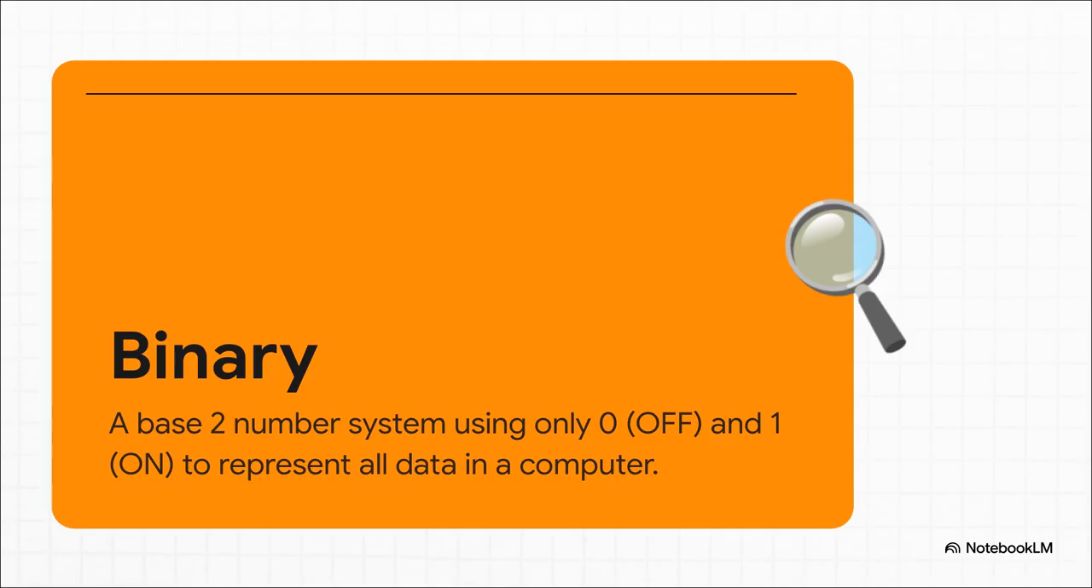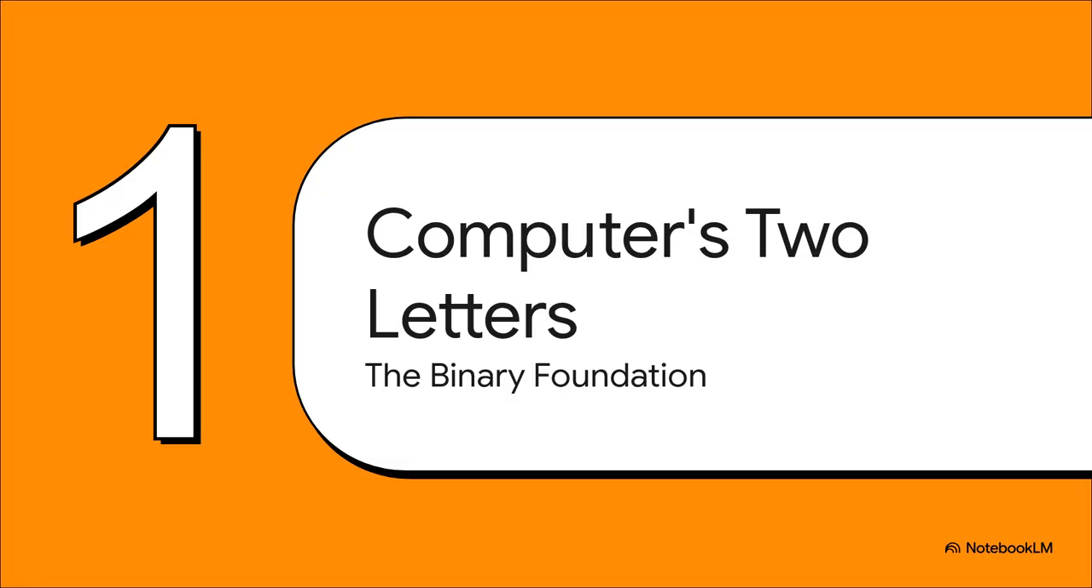It's called binary. And everything, and I mean everything, boils down to just two symbols. A 0, which means a switch is off, and a 1, which means a switch is on. That's the whole language. And this is the crucial part. Every single thing you do, that photo you just posted, that email you're about to send, your favorite song on repeat, all of it has to be translated into this super simple on-off language before the computer can do anything with it.